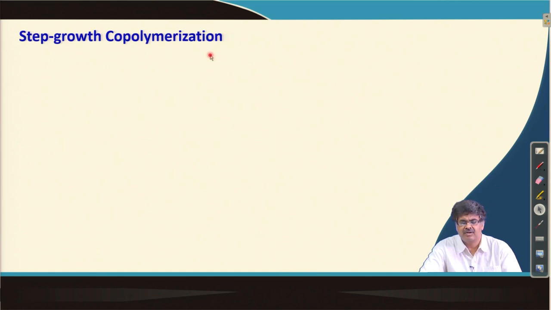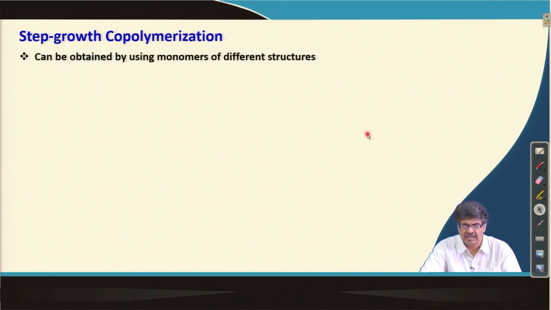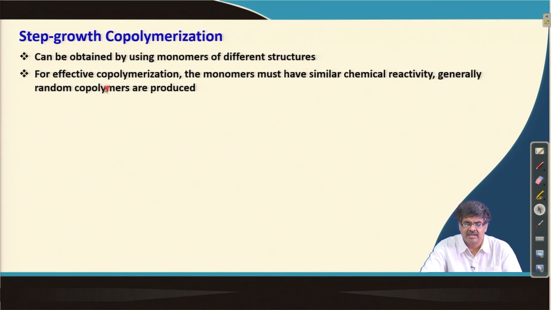Step growth copolymers are not very important in the commercial aspect, because not many step growth copolymers are used. The examples are few, but there are some, though it is not as popular as chain growth copolymers. Step growth copolymerization can be obtained by using monomers with different structures. For effective copolymerization, the reactivity of the monomers must be similar, and step growth copolymerization generally produces random copolymers.